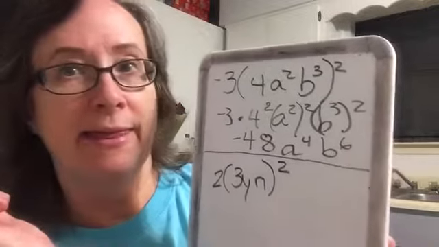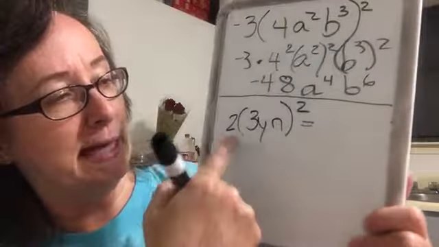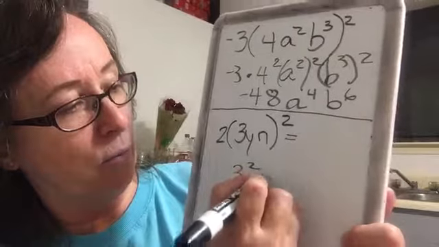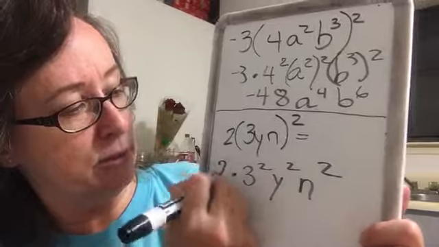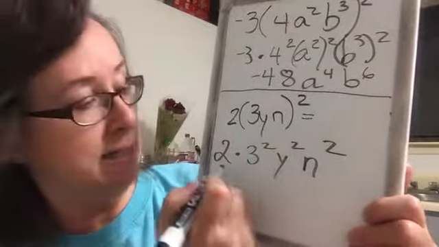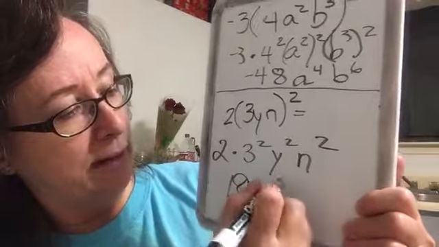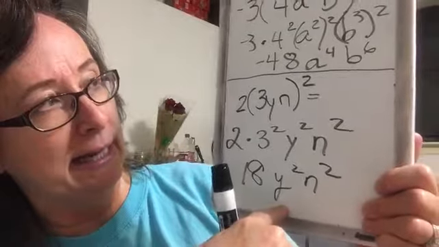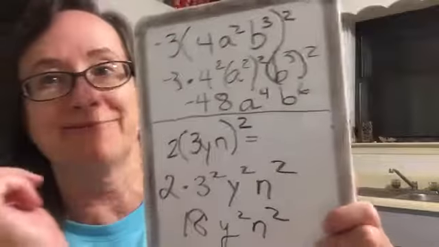And that is the end of that problem. And then down here, we're going to take everything and raise it to the 2nd power. So 3 squared, y squared, n squared times 2. Okay, so 3 squared is 9 times 2 is 18. Y squared, n squared. Now, because I have a y and an n, I can't do anything. Because I have an a and a b, I can't go any further there.